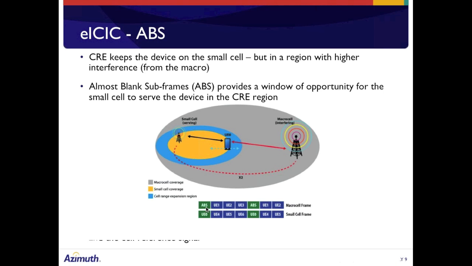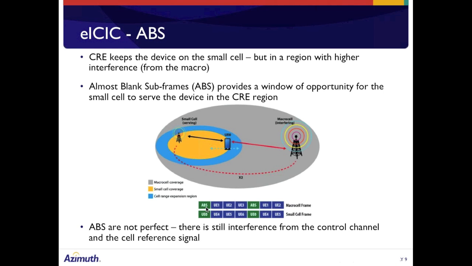And then in the green areas, the macro cell mutes some portion of that subframe, and hence the term, that's why it's almost blank, because it doesn't do everything, and allows the small cell to schedule handsets which are in that blue region to receive their downlink data.